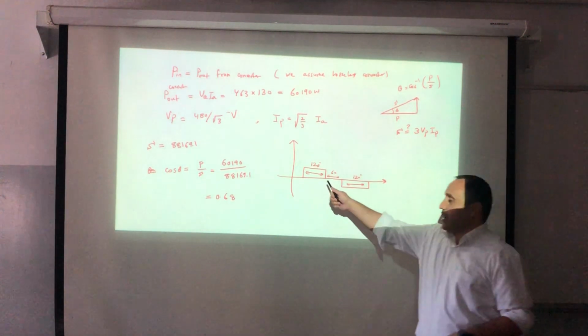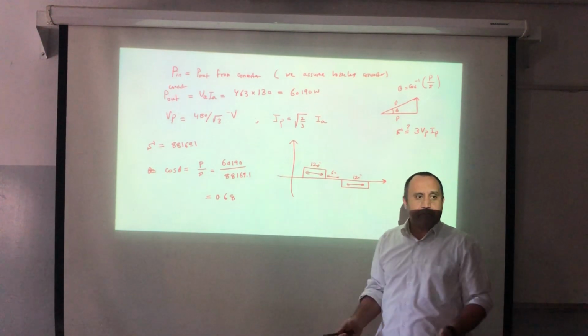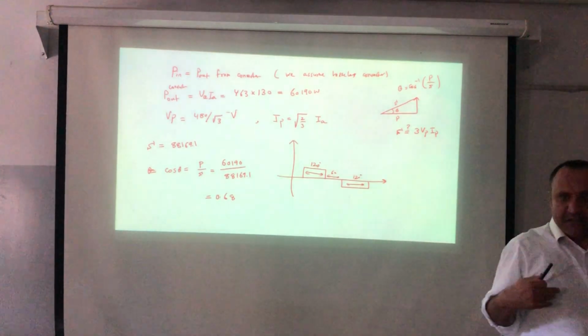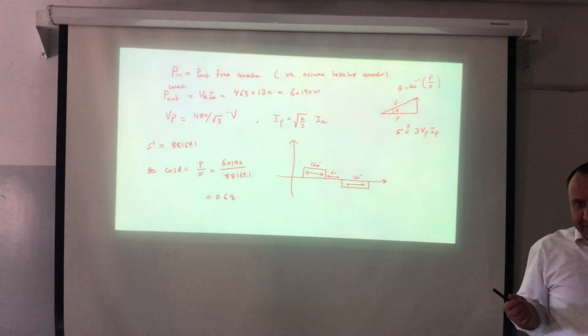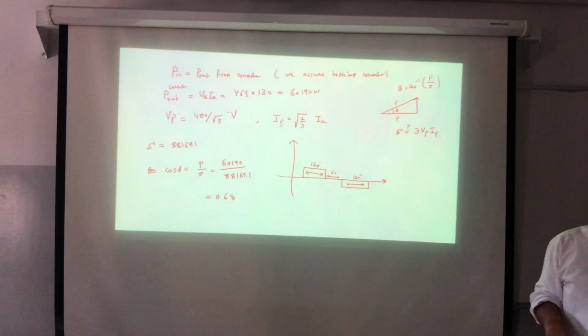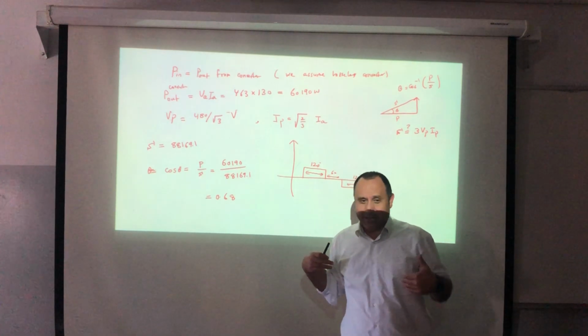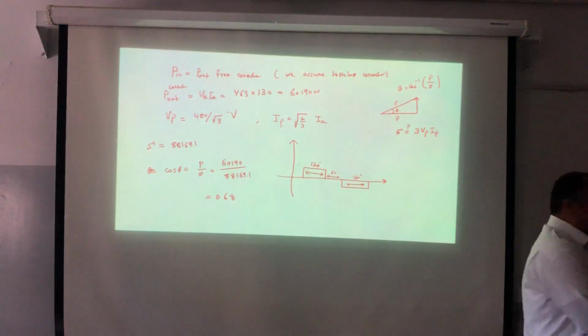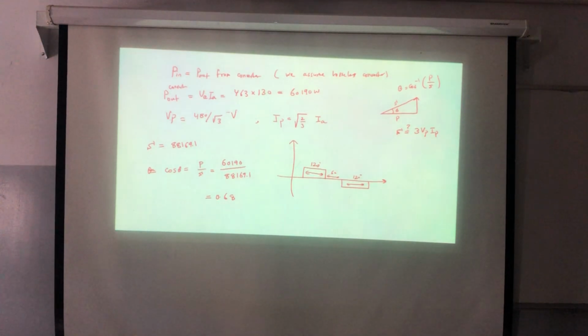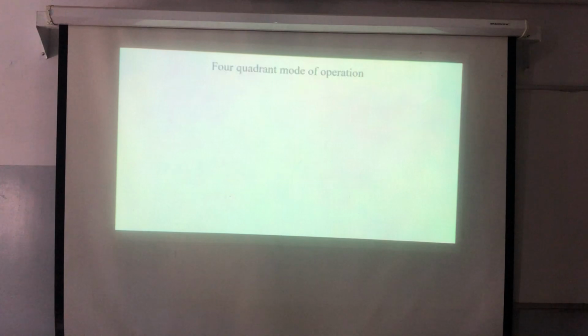Now simply, if I plot this one with VA, VA appears before the current. This is the meaning. So all the time, VA will appear before the IA. So it's a lagging power factor, right? Okay. Do you have any questions until here? No? Okay.